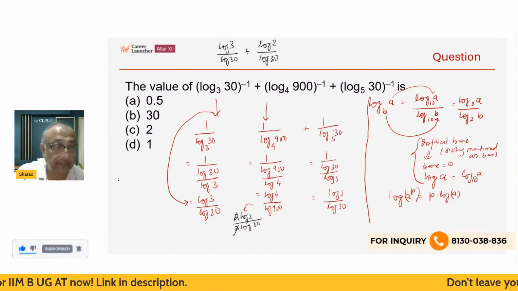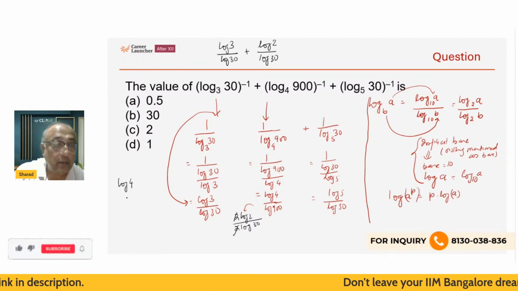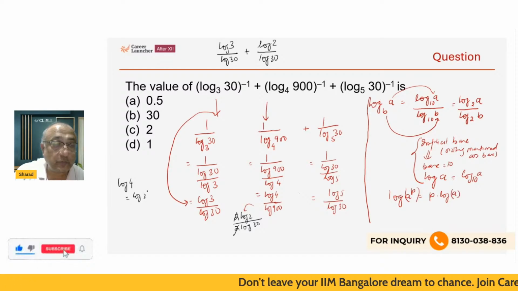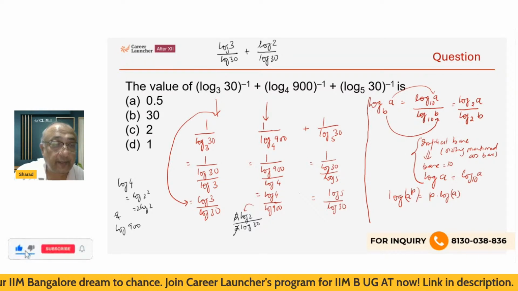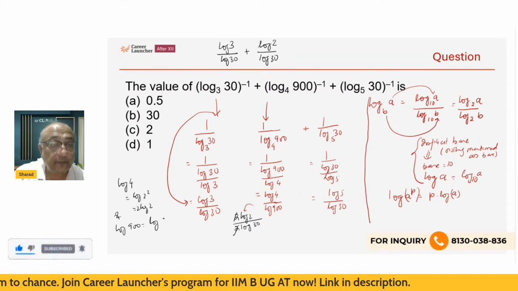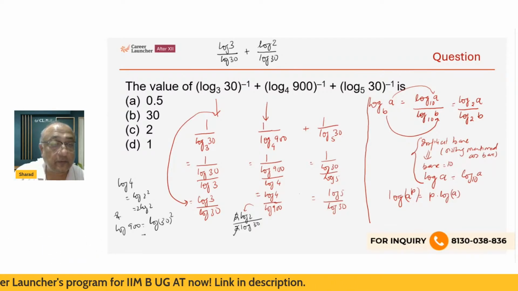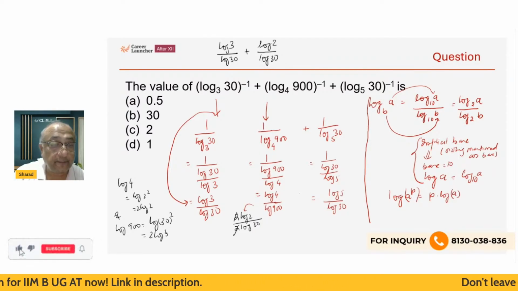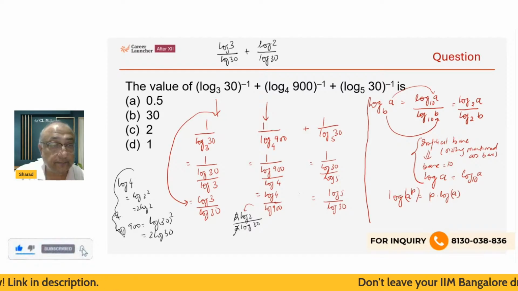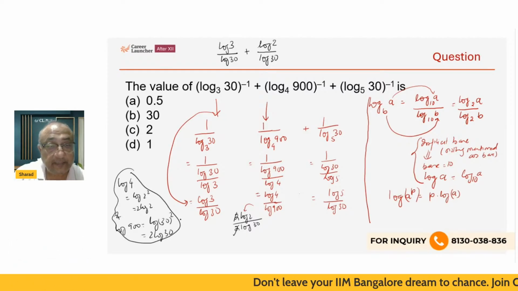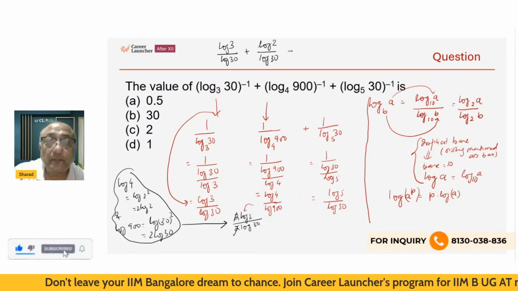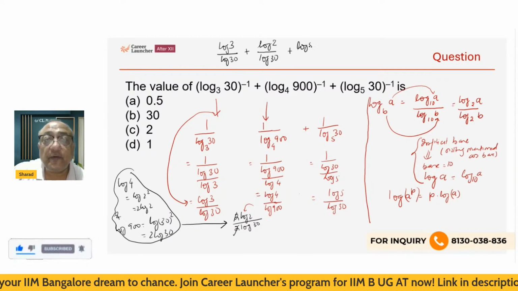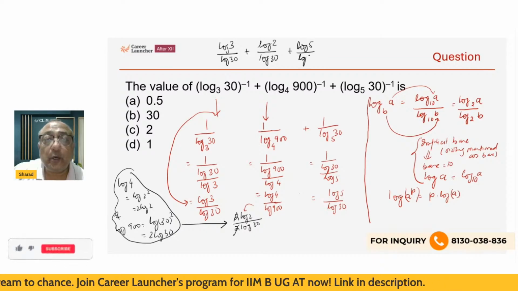Let me pause and re-emphasize this concept. Log 4 is log 2 square, which can be written as 2 log 2. And log 900 is log 30 whole square. This can also be written as 2 log 30. So this block, which is here, is an explanation of how this has come. Now this is cool. This I can write as log 5 upon log 30.